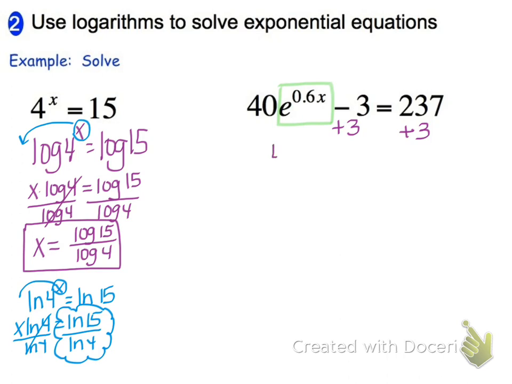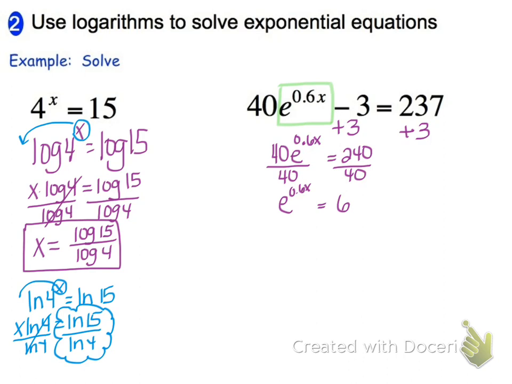So when I do that, I get 40 e to the 0.6x equals 240. The next step to getting that e part by itself would be to divide both sides by 40. So now we have e to the 0.6x equals 6. 240 divided by 40 is 6.